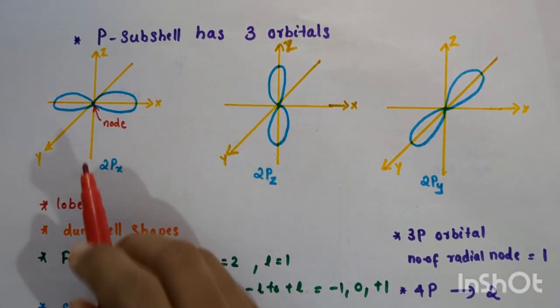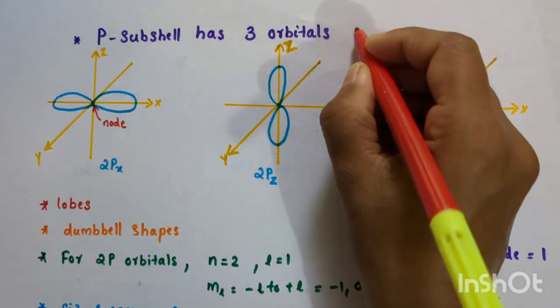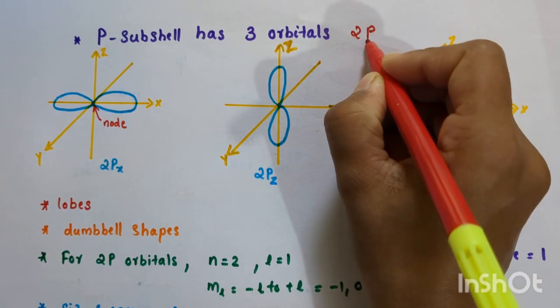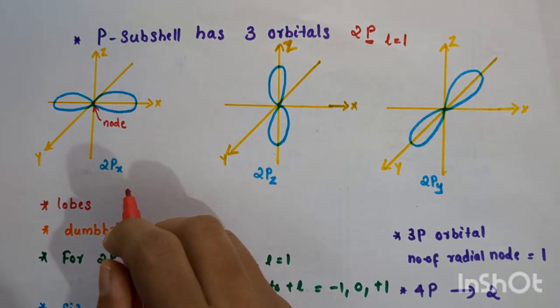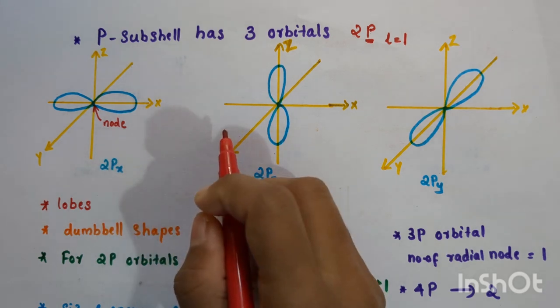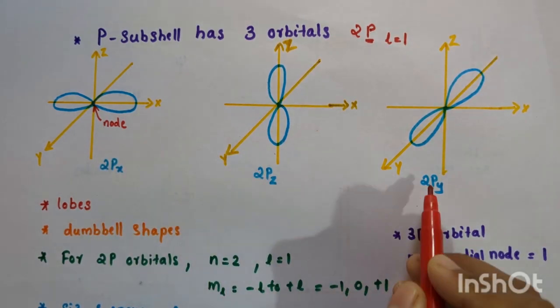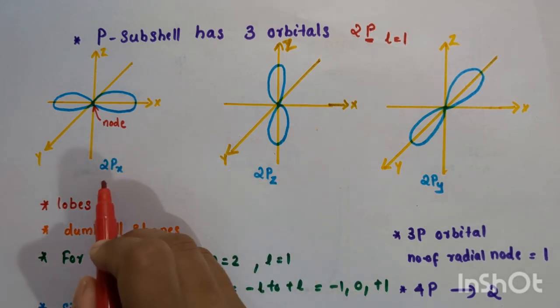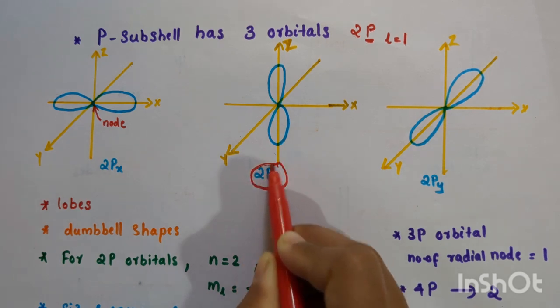The boundary surface diagrams for 2p orbitals. For p orbital, the azimuthal quantum number L value is equal to 1. That is actually shown here. See, we have 3 2p orbitals. So they are named as 2px, 2py and 2pz. Please note that this is for 2px, this is for 2py and this is for 2pz.